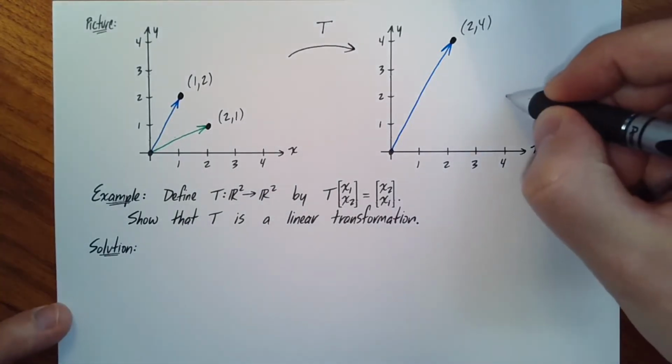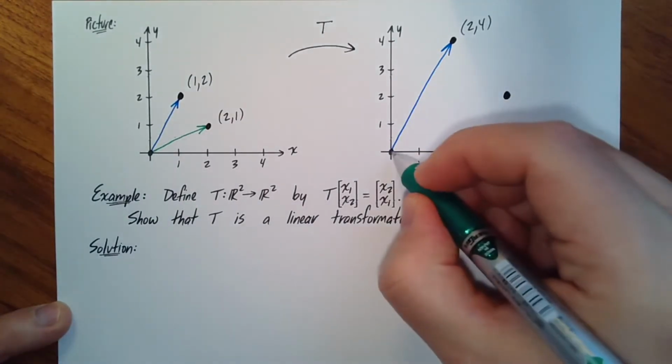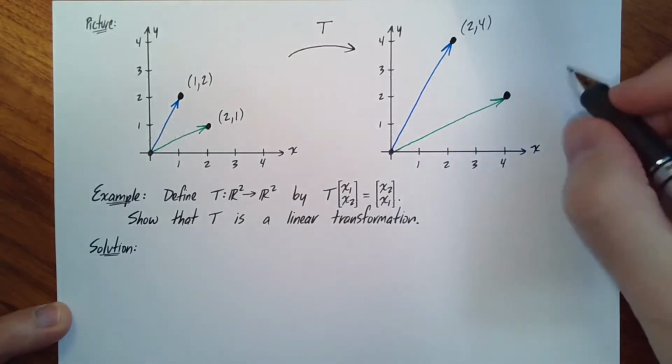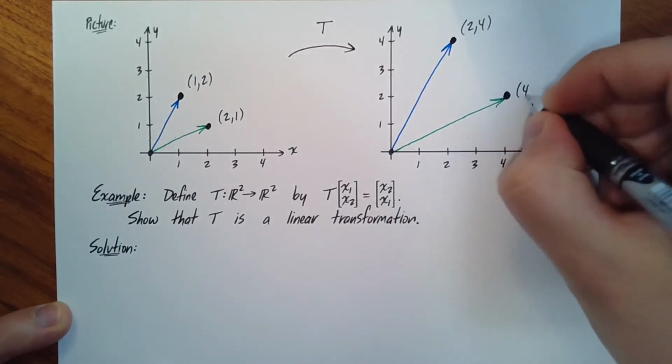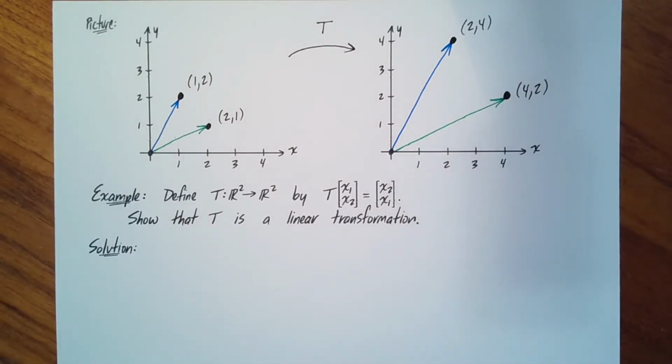So if I draw its terminal point over here and draw it starting at the origin, we're going to get this vector. So this is the point (4, 2), and this green vector, if you wrote it out in coordinates, you'd get the coordinate vector (4, 2) as well. So in this picture, you can see what T does. It doubles the length of the vectors. It stretches them by a factor of 2. So that's what that means.